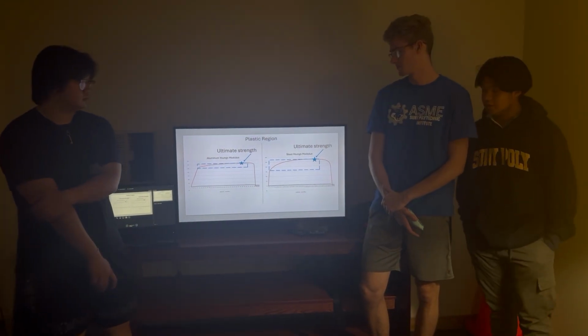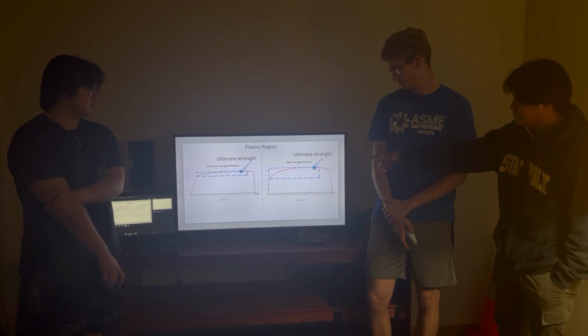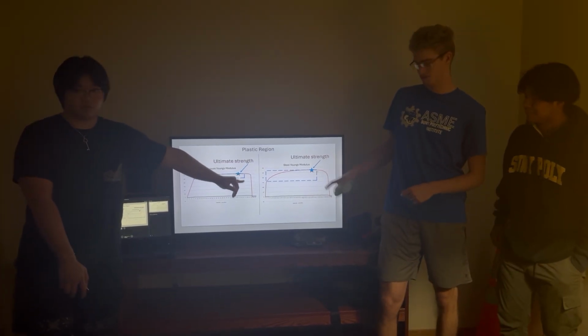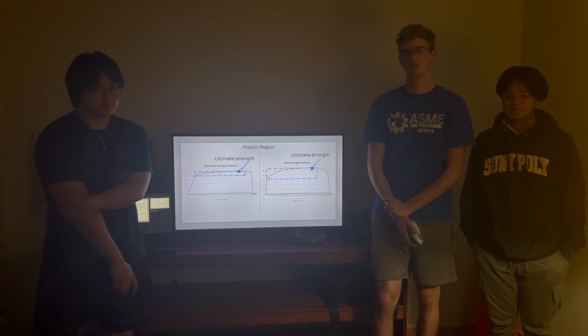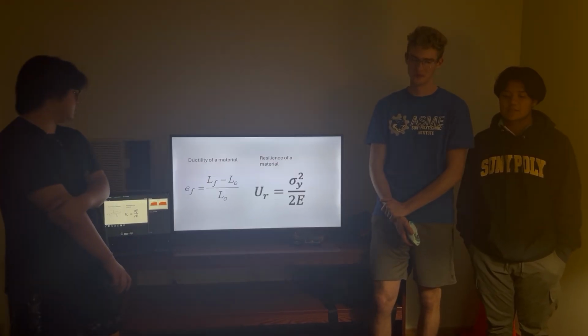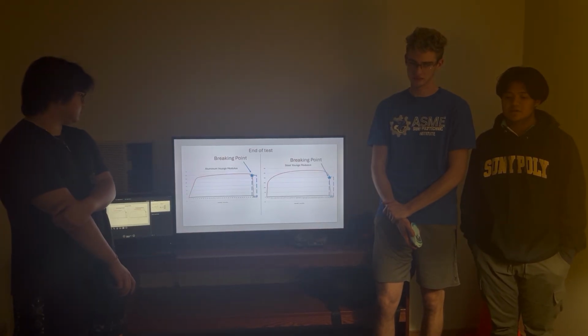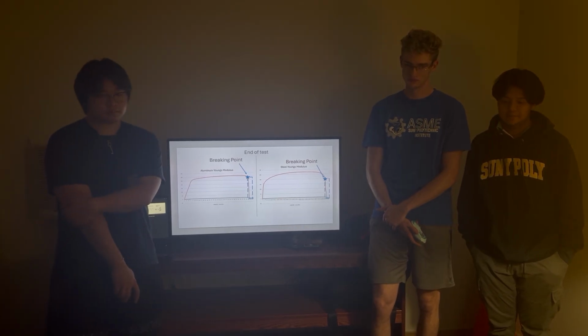One can see in the graph the highest point on the graph. So in this scenario, it's like one of these points. We can then calculate tensile strength. It's calculated by maximum force divided by original cross-sectional area.